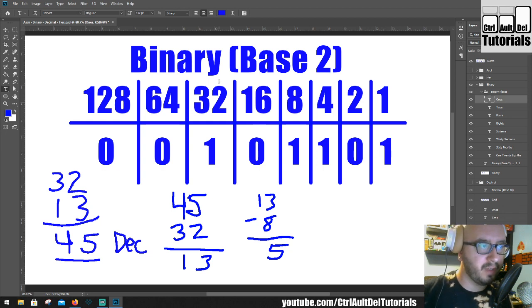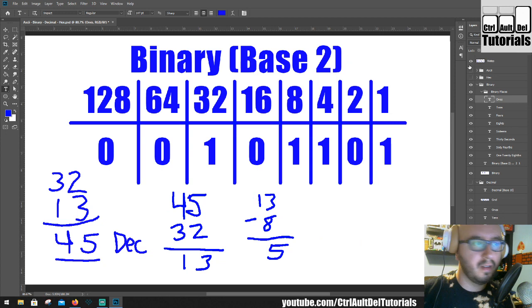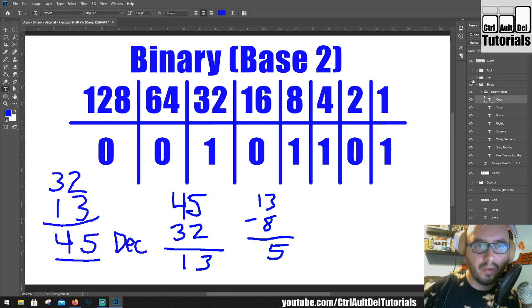If we add all those up, 32 plus 8 plus 4 plus 1 gives us 45. So that is how we get from hexadecimal. 2D: 2 times 16 is 32, plus 13 gives us 45. We take 45, put it in the binary chart, and just start removing numbers from left to right. And I think that kind of wraps this entire tutorial up.